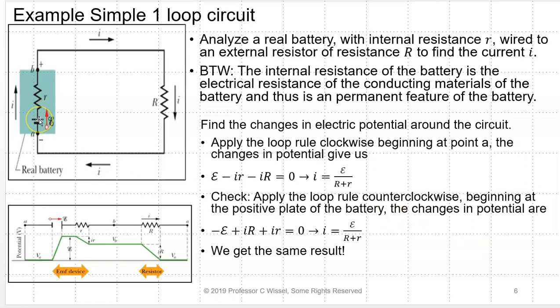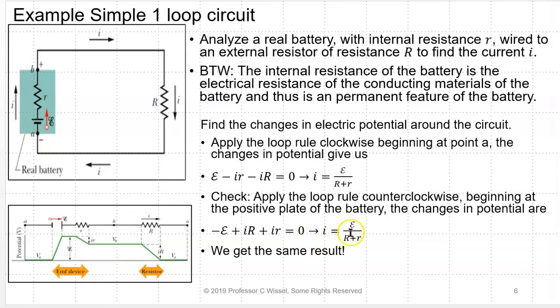I'm going to begin at the positive plate of the battery, and I'm going to go counterclockwise. So in this case, I'm going from the positive to the negative terminal of the battery, that is minus E. I'm going against the current flow but through the big resistor, so it's plus IR. I'm going up the waterfall. I'm going against the current, or up the waterfall, through the little internal resistance, so that's plus IR. I've come back to my starting point, and that is 0.